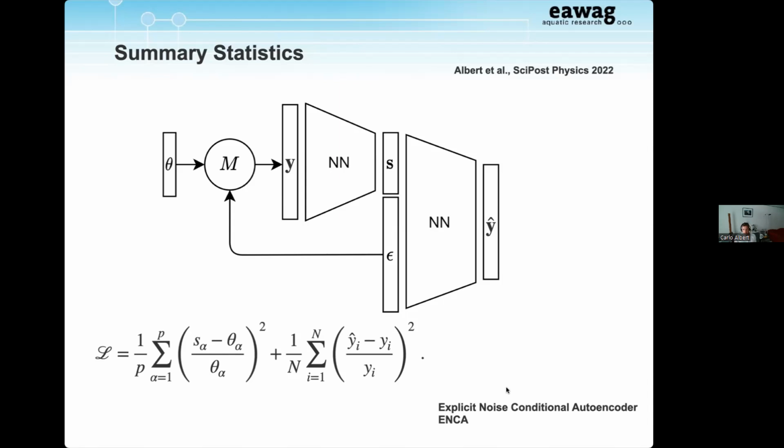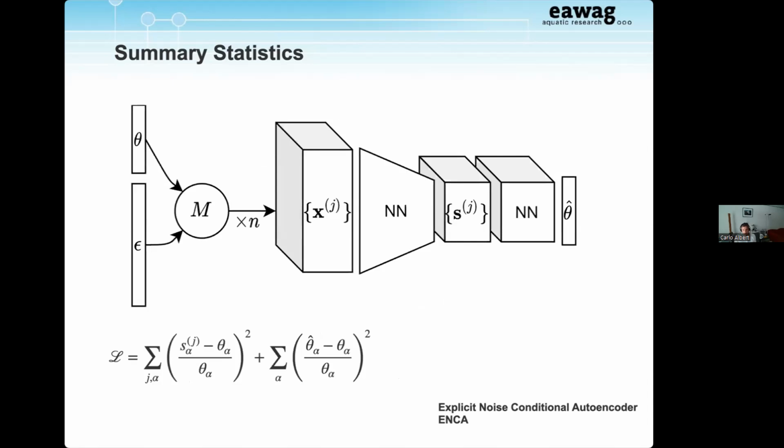So we call this the explicit noise conditional autoencoder, because we give explicit noise realizations to the decoder. We might not always be in the situation where we can extract the bare noise from our model generator. Sometimes we just have a black box simulator and we don't have access to the bare noise, or the bare noise might be too high dimensional.